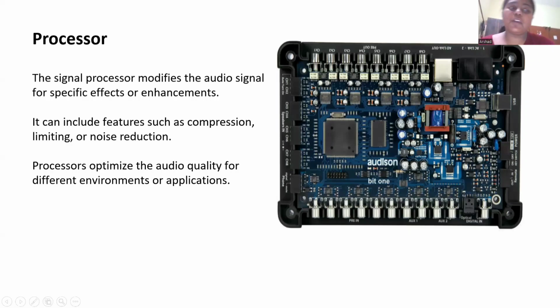Processor. So what's meant by processor? The signal processor modifies the audio signal for specific effects or enhancements. It can include features such as compression, limiting, or noise reduction. Processor optimizes the audio quality for different environments or applications. This is the diagrammatic representation of a processor.